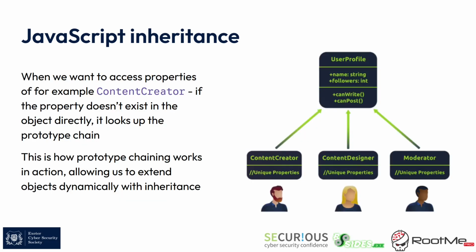So when we want to access properties, for example, content creator in this diagram, if the property doesn't exist in the object directly, it will look up the prototype chain for that property, which is what I explained just now. And this allows us to extend objects dynamically with inheritance.